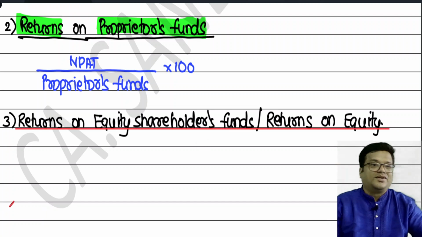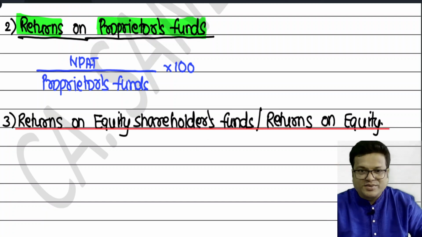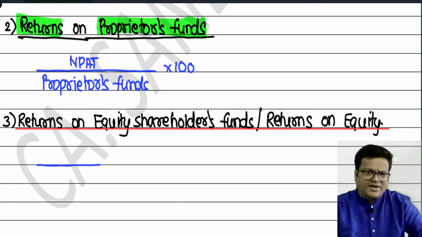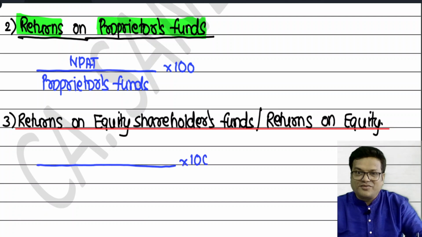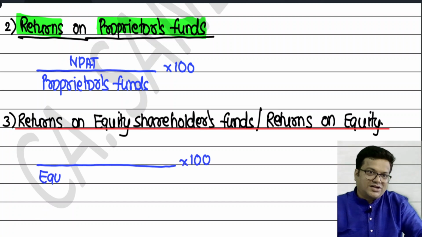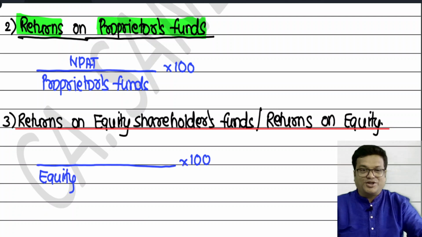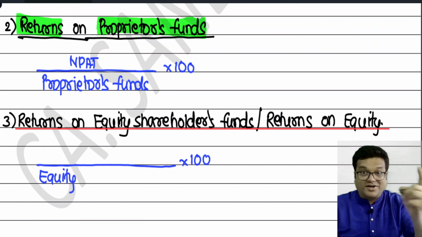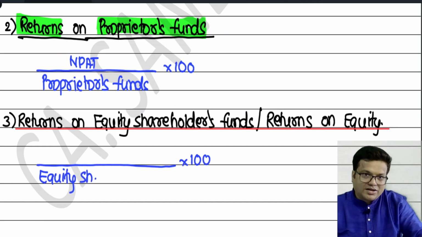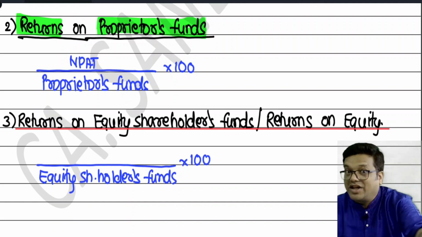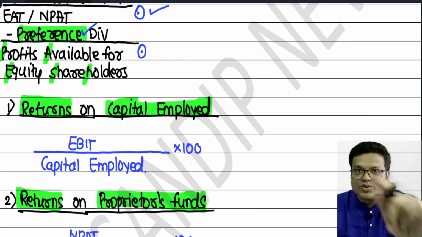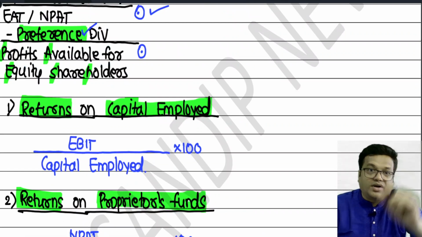Now, half the people have already decided what is going to be the formula. Come on, people, pay attention over here. Returns on equity shareholder fund. So denominator, everybody now knows is going to be what? Sir, we have already devised what is going to be the numerator. Okay, friends, 1 minute. Let me write equity shareholders funds.